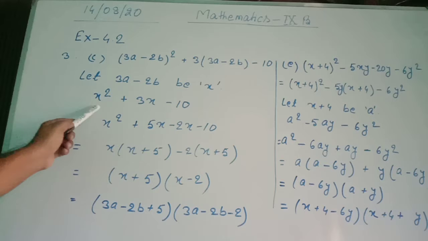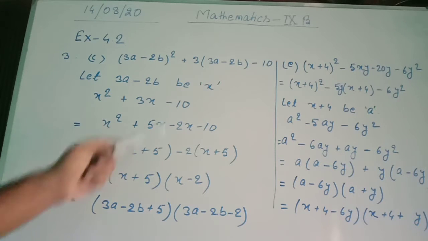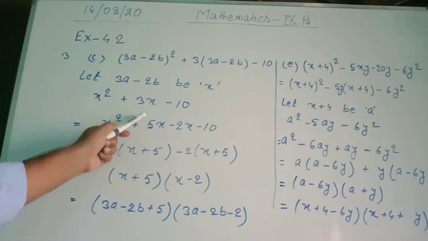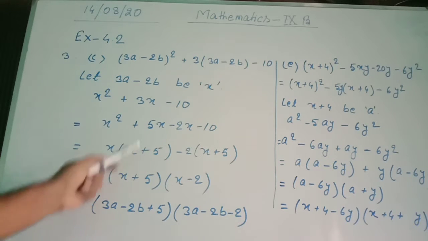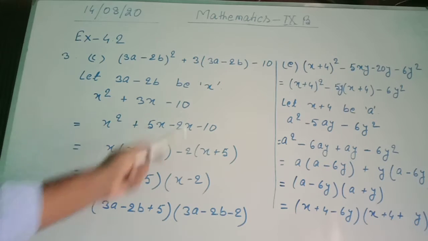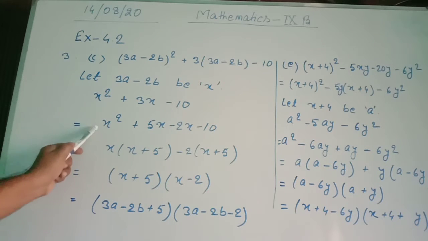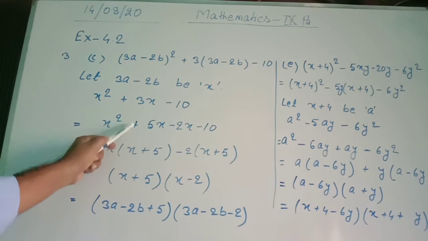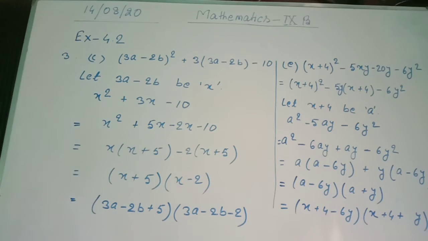I factorized this equation by splitting process. I split this middle term as 5x minus 2x. 5x minus 2x equal to 3x and 5 times 2 is 10. From the first two terms, I took common x. So here x is left plus and here 5 is left.